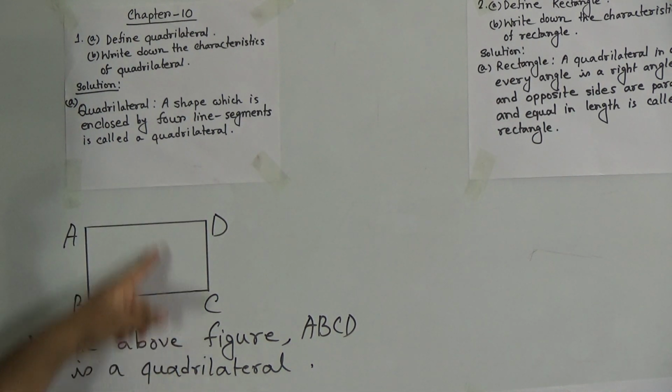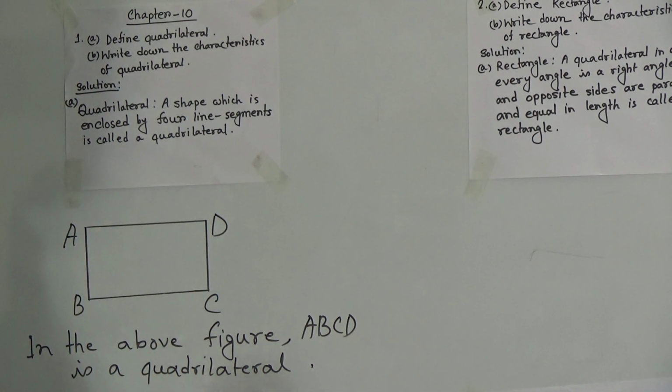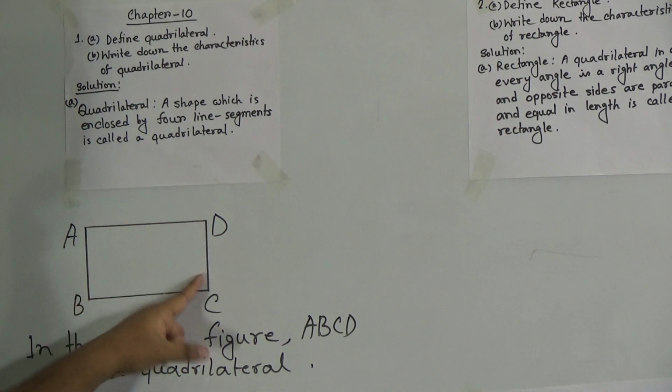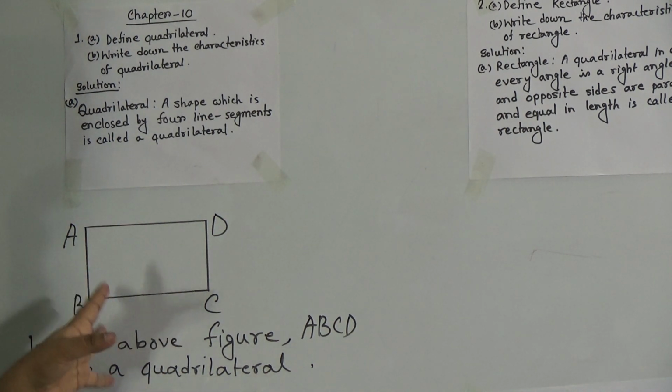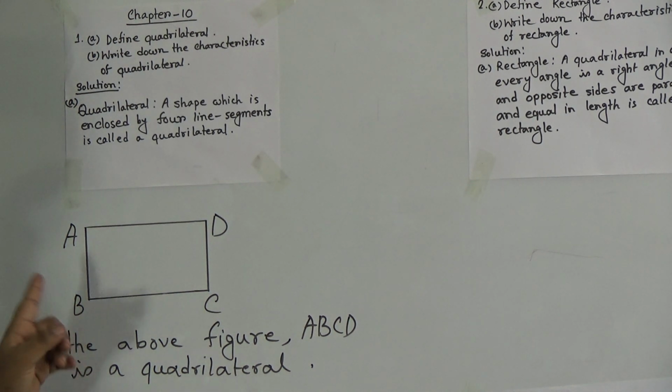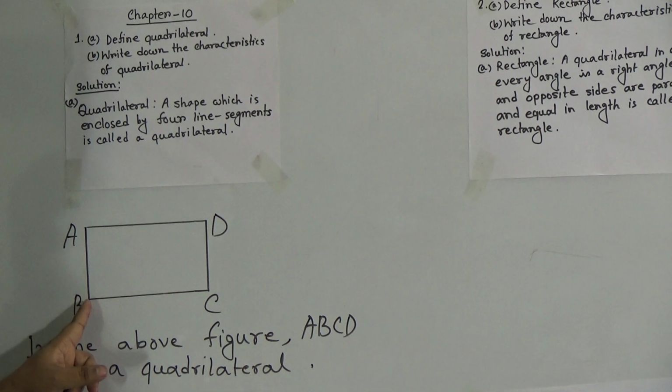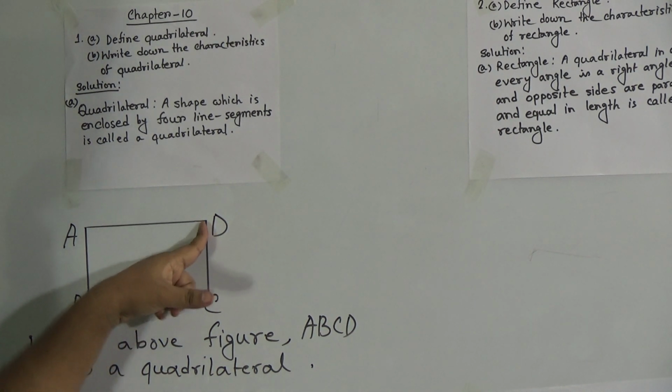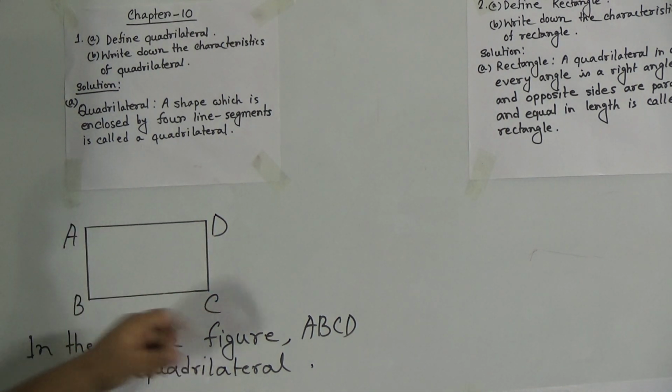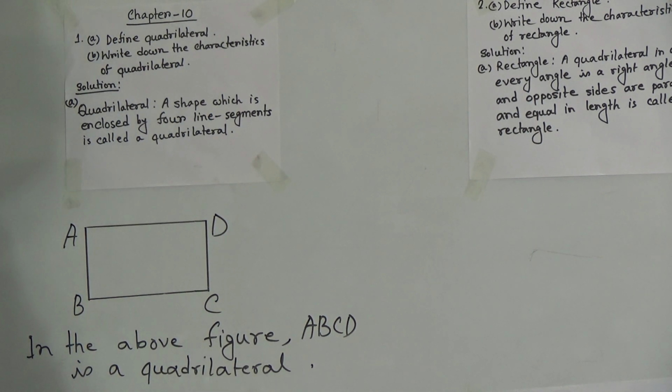Notice it is bounded by 4 line segments. This is one characteristic. How many angles does it have? 1, 2, 3, 4. 4 angles. If we add these 4 angles, then we always get 360 degrees. And it has 2 diagonals. Diagonal means a line obtained by joining 2 corner points. So if we join B and D, we get a diagonal. If we join A and C, we get another diagonal. So every quadrilateral has 2 diagonals.